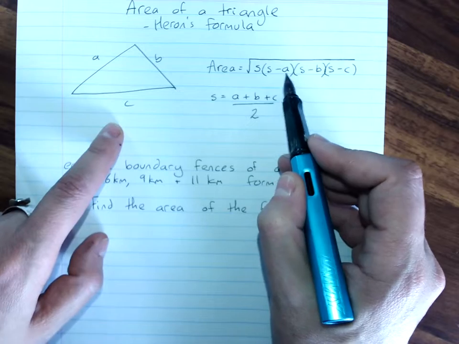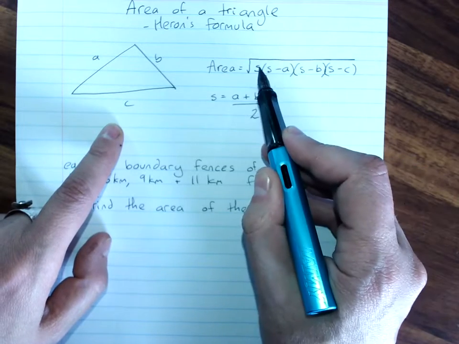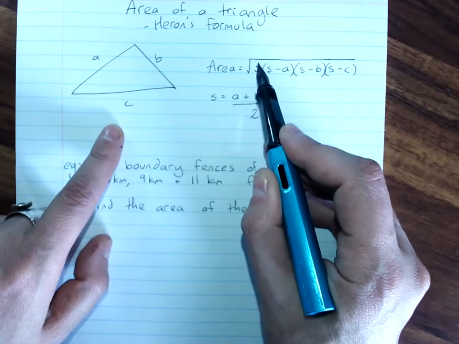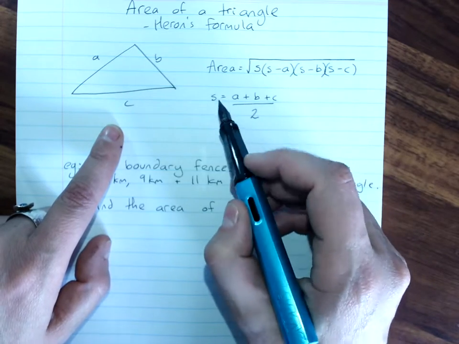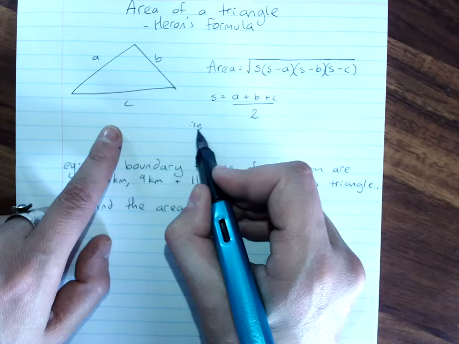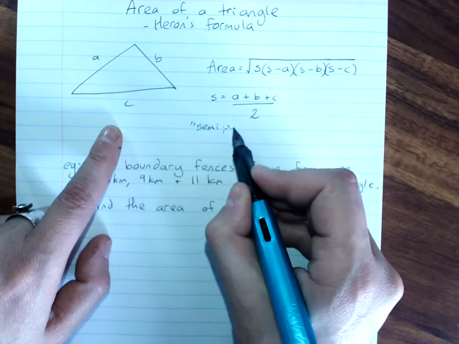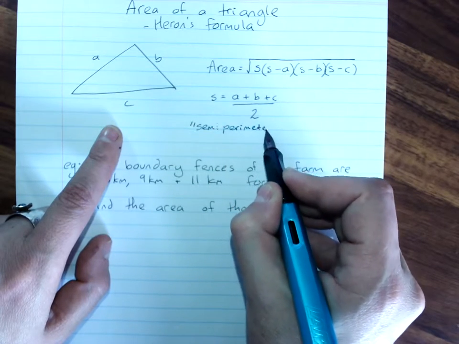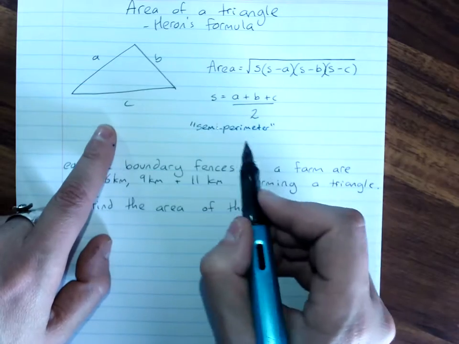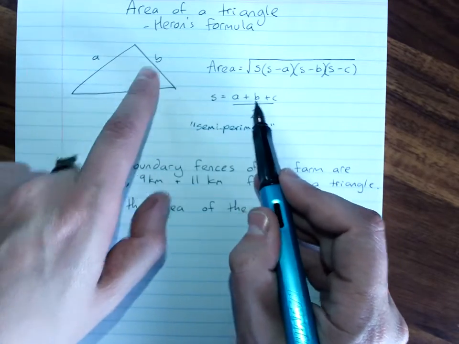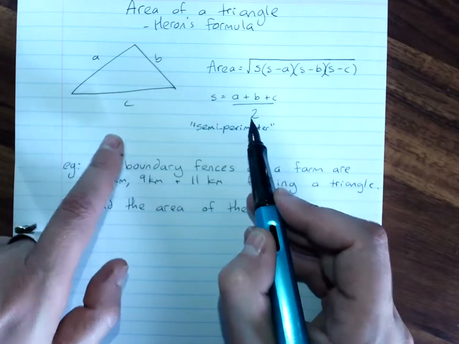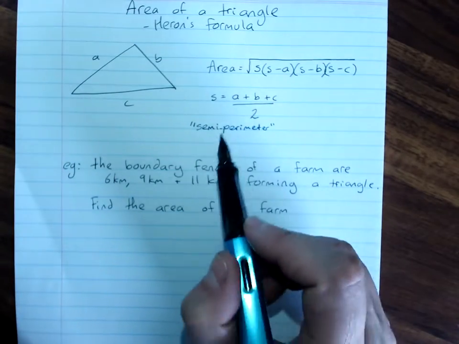Heron's formula uses A, B and C and also the value S. This is S, not 5. S stands for semi-perimeter, or half perimeter, and S is half the perimeter of the triangle. A plus B plus C would give me the perimeter, divided by 2. So that's why it's called S.